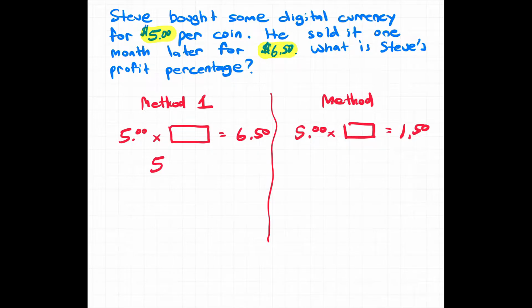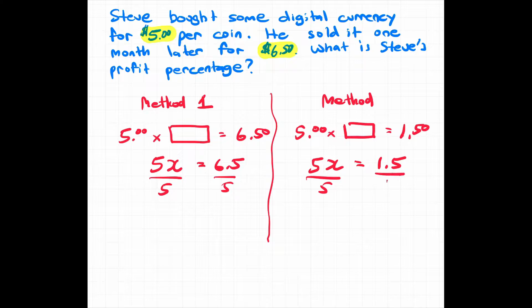Okay, so in both cases, we're just going to lay this out like an algebra equation. So it's 5 times the unknown equals 6.5. And on the other side would be 5 times the unknown, which is 1.5. So in this case, we're going to divide both sides by 5, and we're going to do the same on the other side. Okay, so essentially what happens is on the left, that cancels out, and we're now left with x equals whatever the calculation yields.